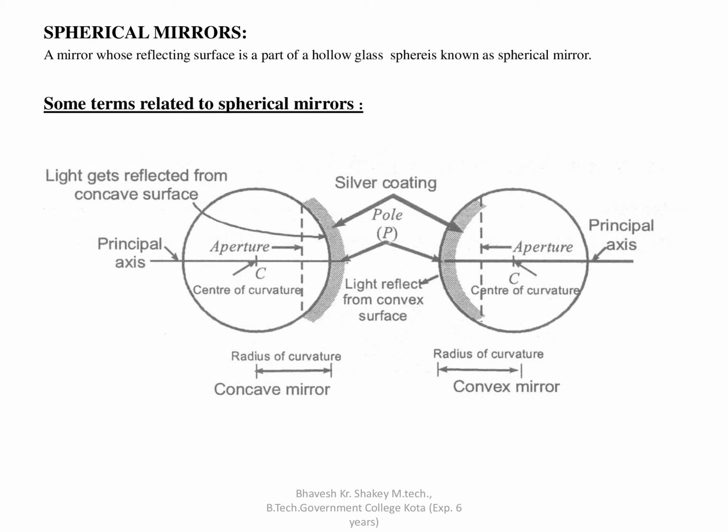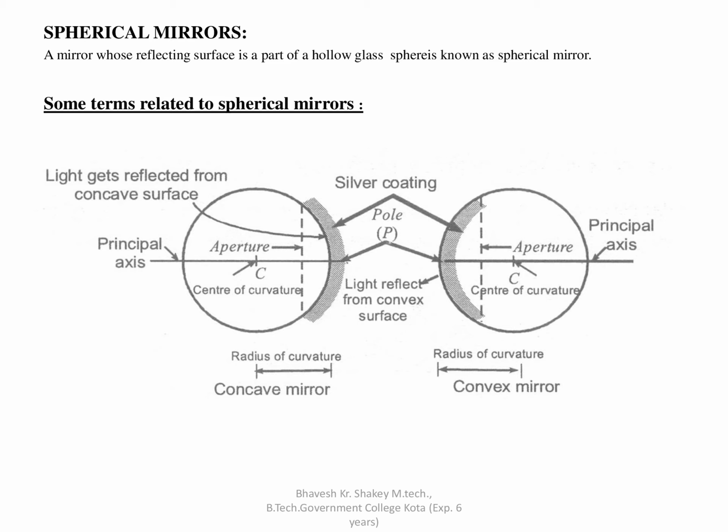Now second is the center of curvature. What is the center of curvature? We denote the center of curvature by C, and it is the center of the hollow sphere from which a mirror is formed. जिस hollow sphere से हम मिरर बना रहे हैं उसका जो सेंटर होता है उसी को हम क्या बोलते हैं? सेंटर ऑफ कर्वेचर बोलते हैं, और इस सेंटर ऑफ कर्वेचर को हम किससे नोट करते हैं? सी से.